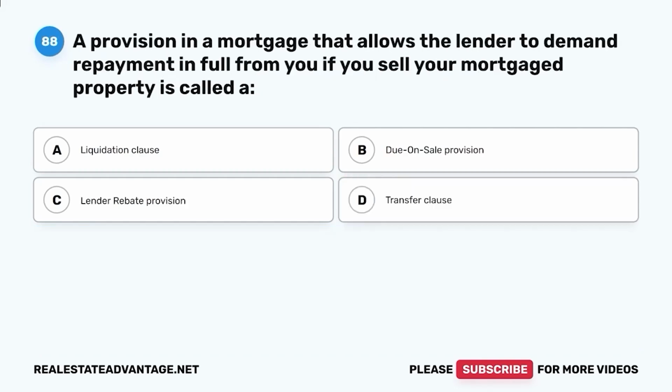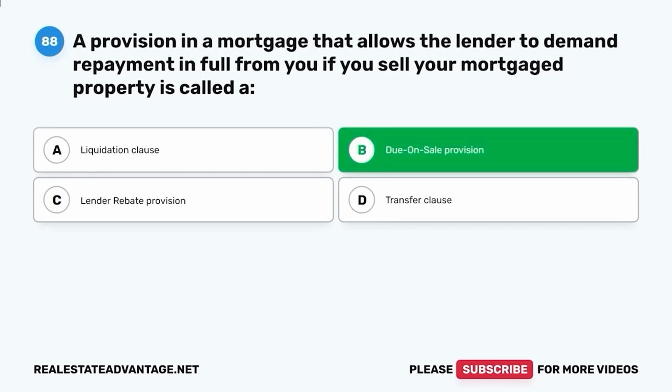Question 88. A provision in a mortgage that allows the lender to demand repayment in full from you if you sell your mortgage property is called A. Liquidation clause, B. Due on sale provision, C. Lender rebate provision, D. Transfer clause. The correct answer is B.